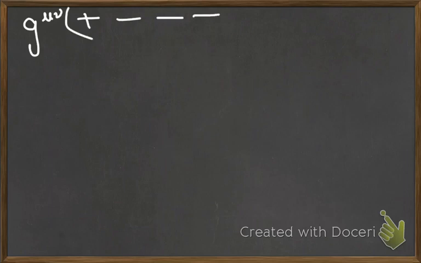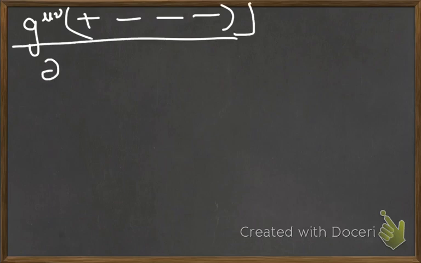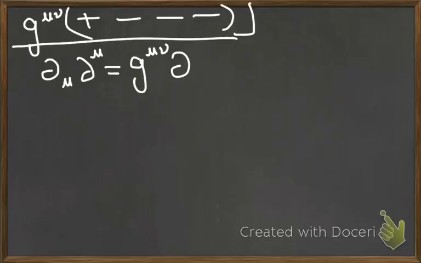and I'll be using the convention of plus minus minus minus. Alright, so now how do we write this dot product? Well, to write the dot product, we say we contract these two. Partial mu is written as equal to g mu nu partial mu partial nu. Right? Okay.